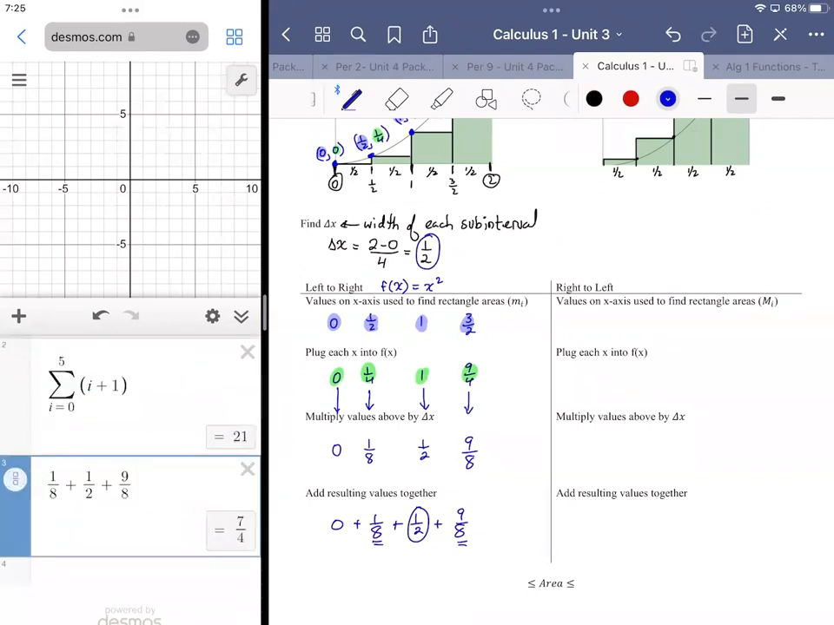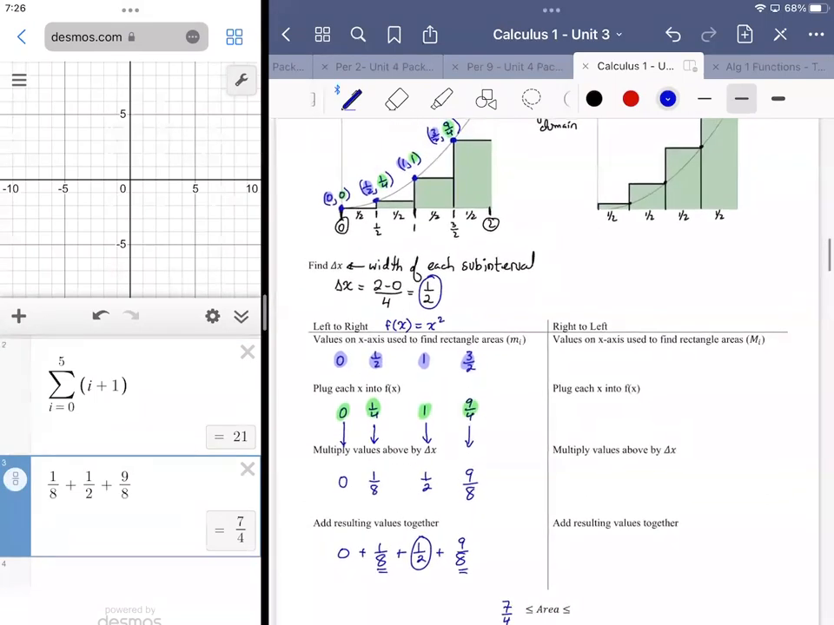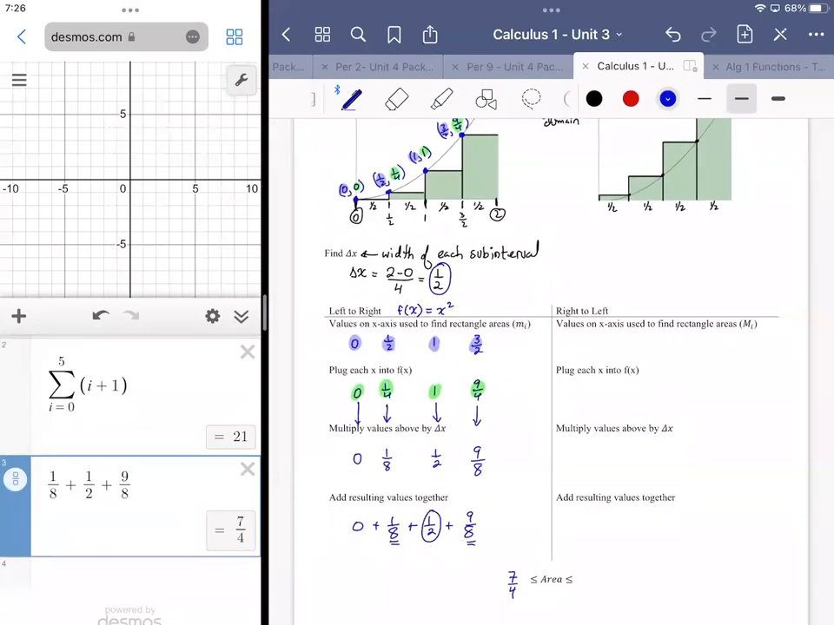Oh, 7/4. You see, I'm glad I played it safe. So 7/4. All right, so that would be my underestimate. I just came up with an area that I know is going to be less than what the true area is. So whatever the area is bounded between y equals x squared and the x-axis over the interval of 0 to 2 can be no less than 7/4. Now I want to see what it could be no more than.